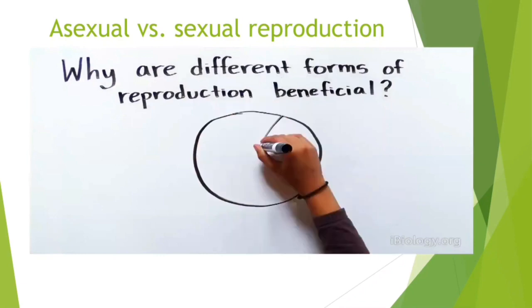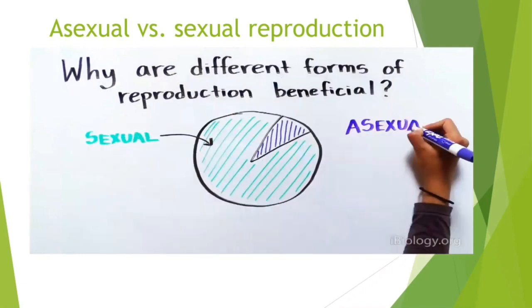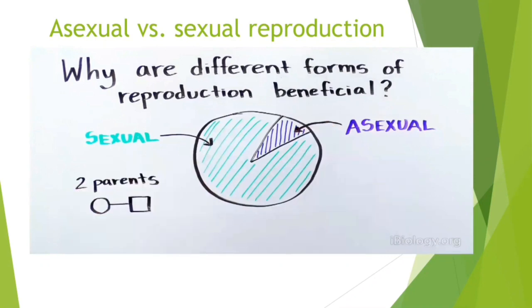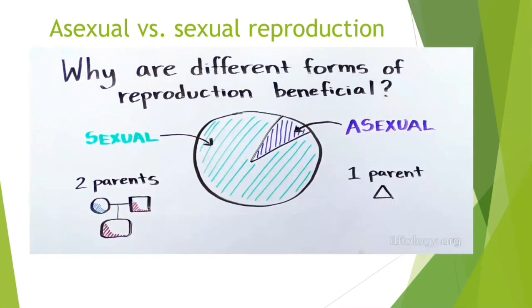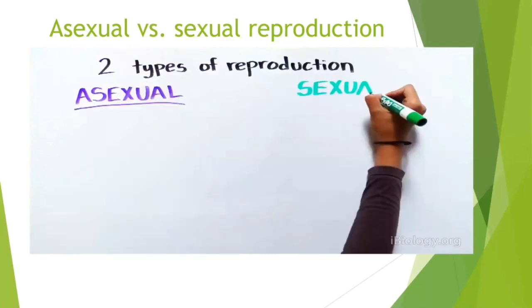Although most species on the planet reproduce sexually, why do some species still reproduce asexually? Why is it evolutionarily beneficial for some species to require two parents to produce offspring, and others only one? Let's explore why different forms of reproduction exist, and what makes each one beneficial in specific circumstances. The two types of reproduction are asexual and sexual.